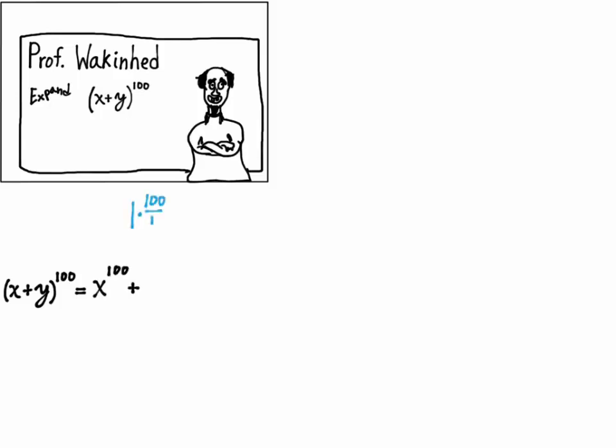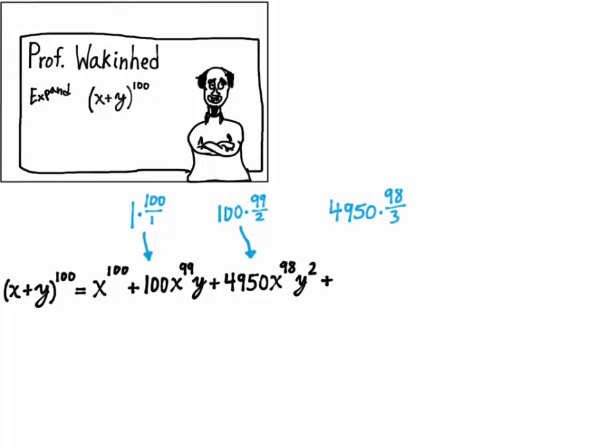Then you multiply by 100 over 1, and you get the next term, 100 x to the 99th y. Then you multiply by 99 over 2, and you get 4,950 x to the 98th y squared. And then you multiply by 98 and divide by 3, and you get the next term, which is 161,700 x to the 97th y cubed.